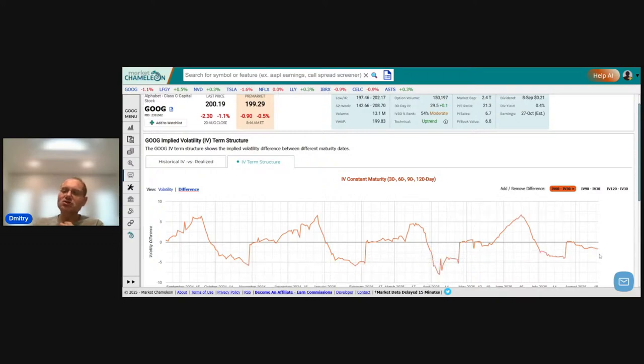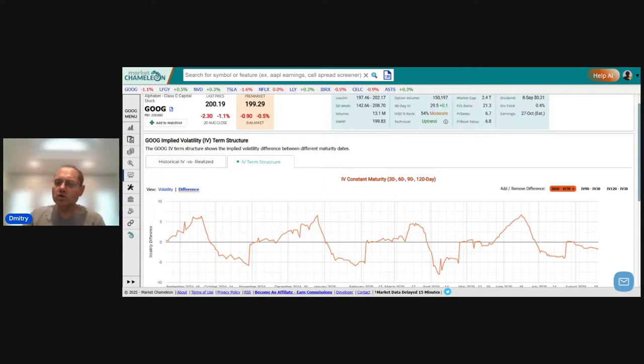And this orange line shows us the difference of the 60-day at the money implied volatility minus the 30-day implied volatility. So if they're both the same, the difference is zero, right? If they're both, let's say, 20, then 20 minus 20 is 0. If the 60-day is higher than the 30, let's say the 60-day is 22 implied vol, the 30 is 20, so 22 minus 20, the difference is a positive 2.